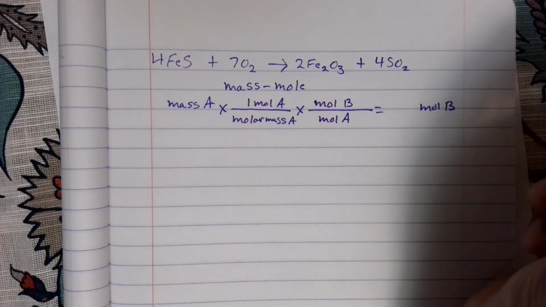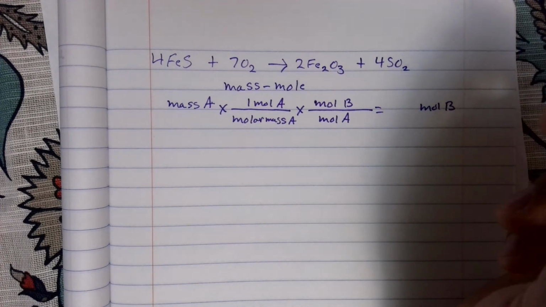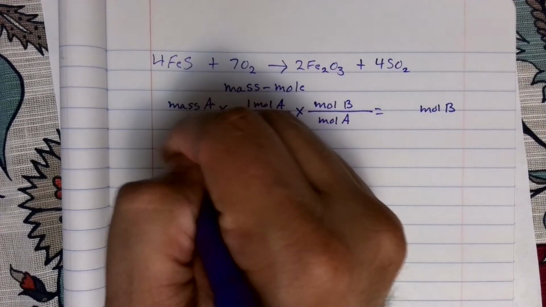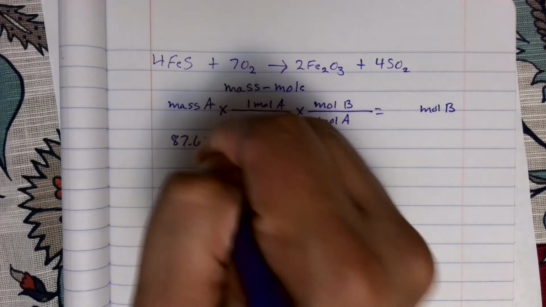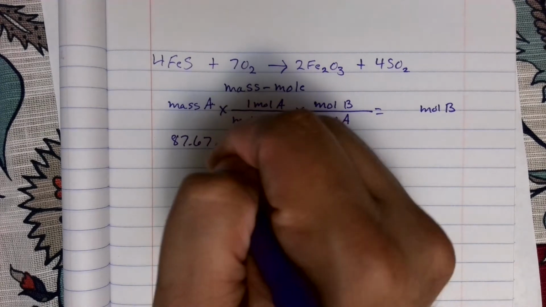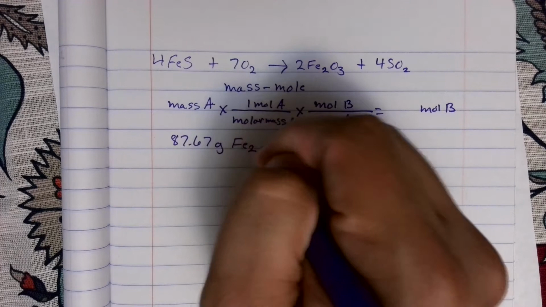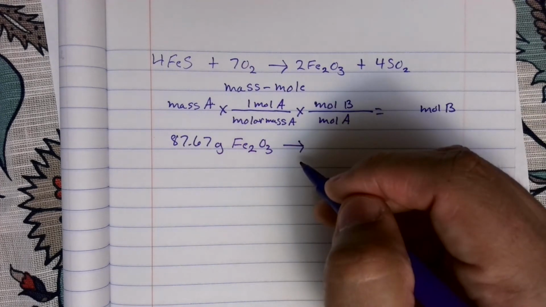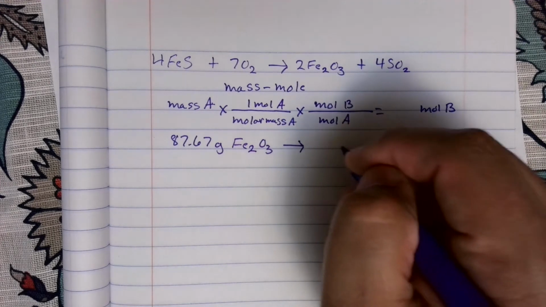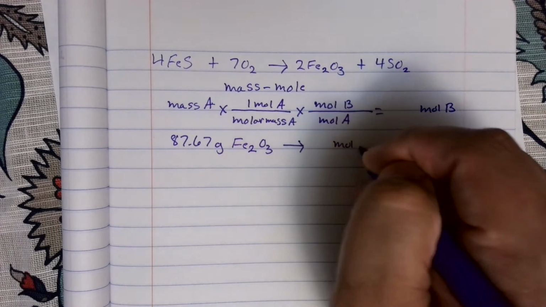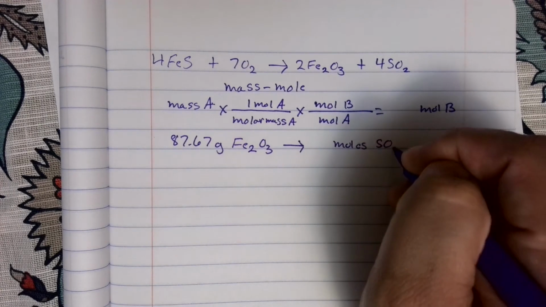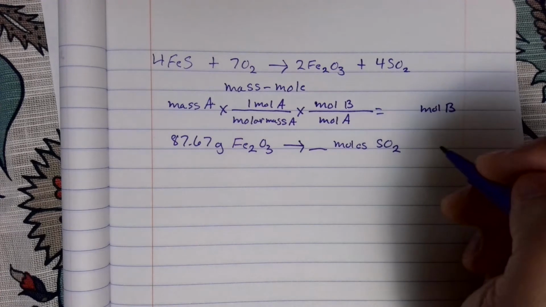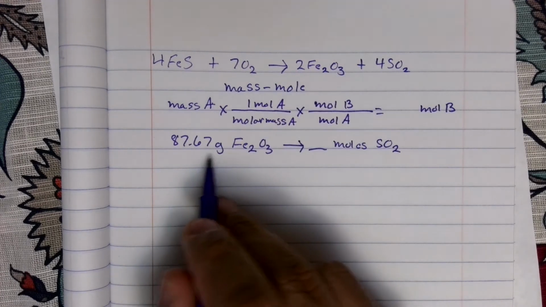Okay? And so when we start with this, we're going to give you an arbitrary number. We're going to say that we're beginning with 87.67 grams of iron oxide, Fe2O3. And we would like to figure out, this is a product, how many moles of SO2 are created along with it. So to do that, we need to first figure out the molar mass of this.